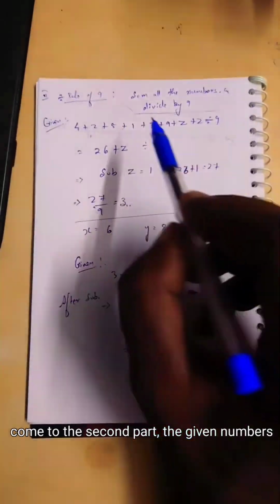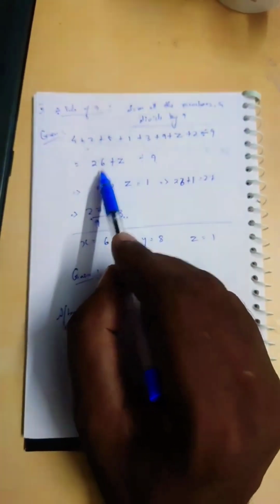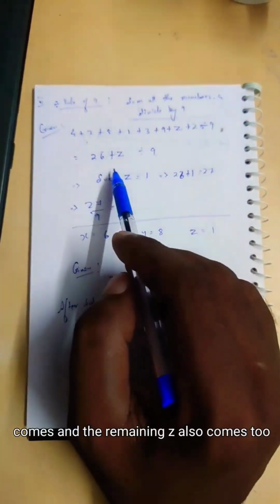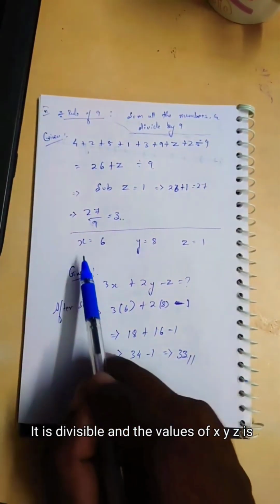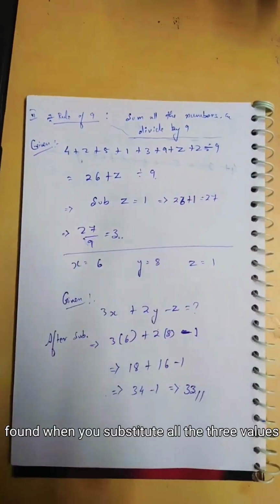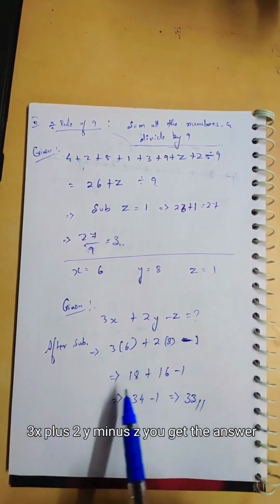When we come to the second part, the given numbers are this. So when we add all the numbers together, 26 comes and the remaining z also comes too. So when we try to substitute 1 for z, it is divisible and the values of x, y, z are found. When you substitute all the three values in the given expression 3x plus 2y minus z, you get the answer.